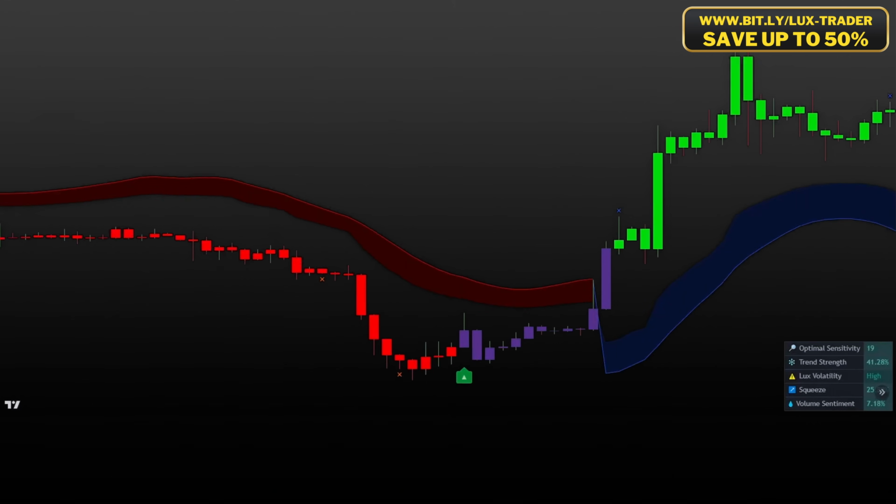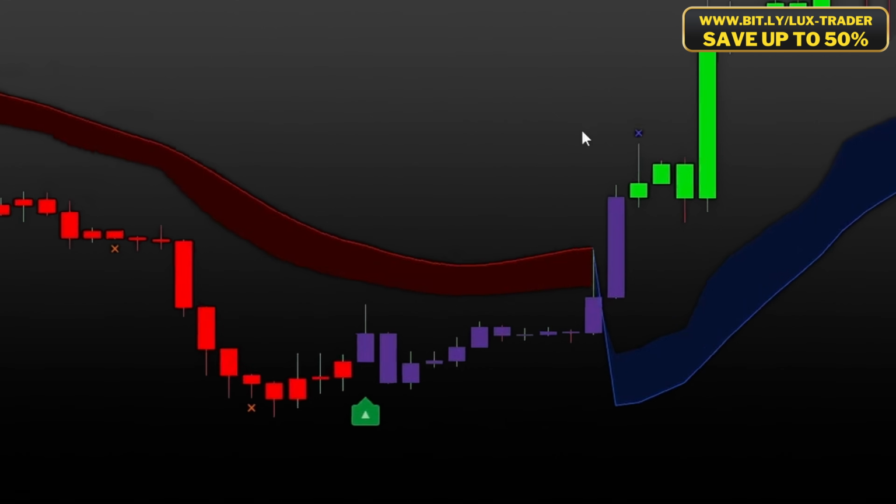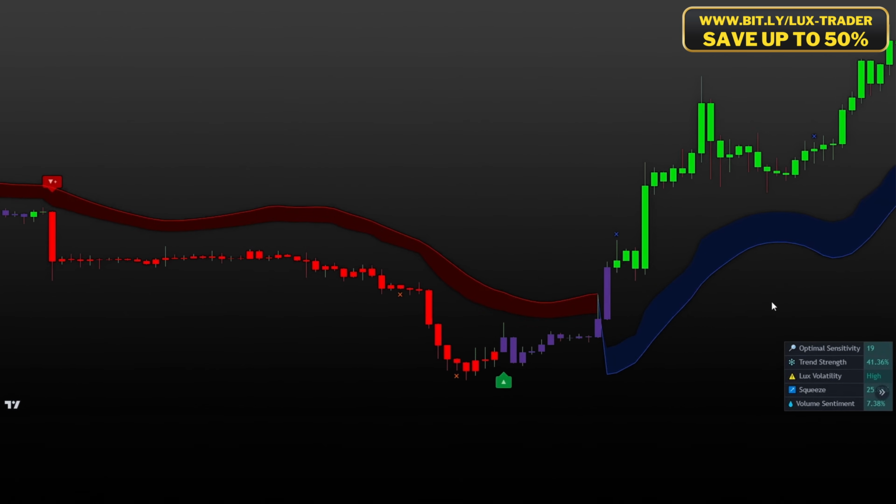Okay, let's move on. Here we can see these small X signals on our chart. So these X signals are exit signals, and these are basically suggesting that you might want to be looking at taking profit on your position. And even if you're not using the signals for entries and you just want to know when might be a good time to exit the market, you can use these.